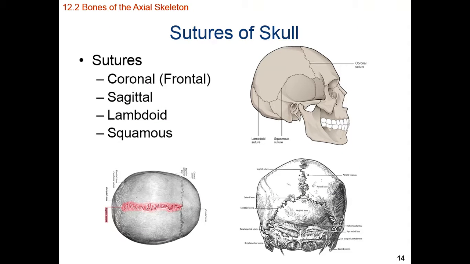Connecting the bones of the cranium, we have sutures. A suture is an inflexible joint, and these are not in your textbook, but I added them specifically to this PowerPoint because you need to know the sutures of the skull. These are medically very important.